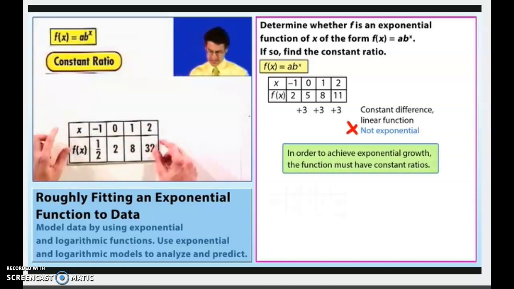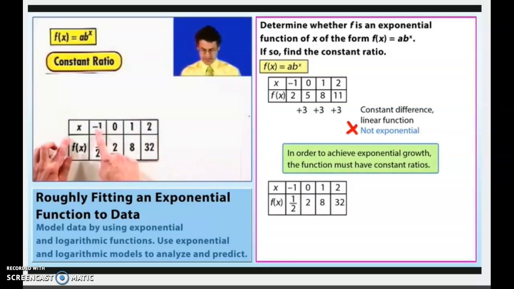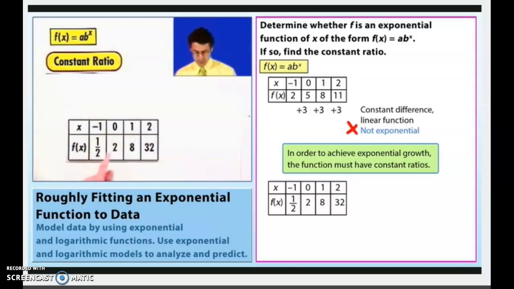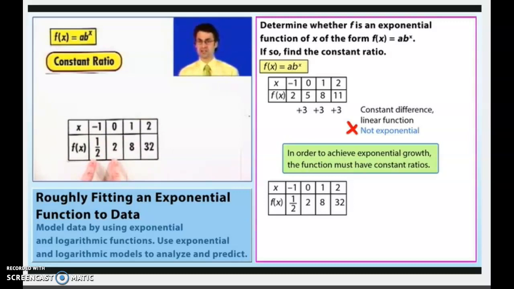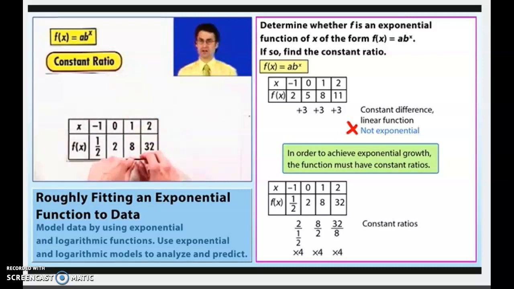There's another data set. Let's take a look at this. Again, we see that the x's are increasing by 1. What's happening to the y values? Well, to get from a half to 2, what happens? Let's take the ratio. 2 divided by a half is actually 4. What about 8 divided by 2? That's 4. What about 32 divided by 8? That's 4. So we have constant ratios here.